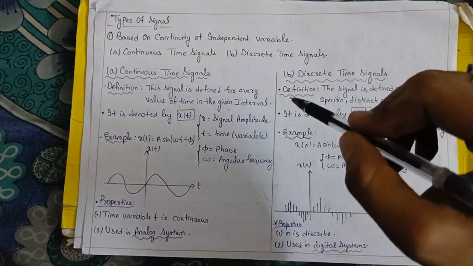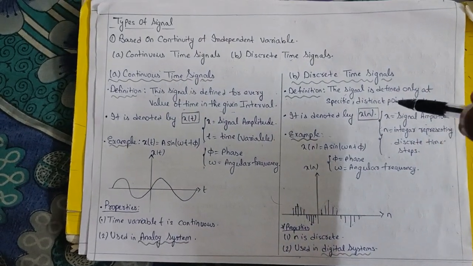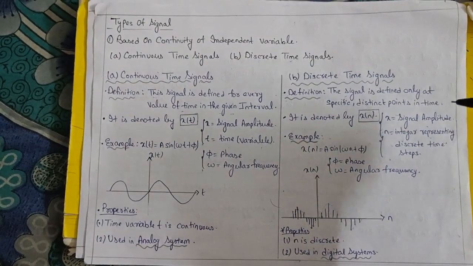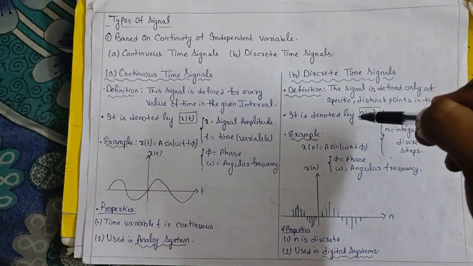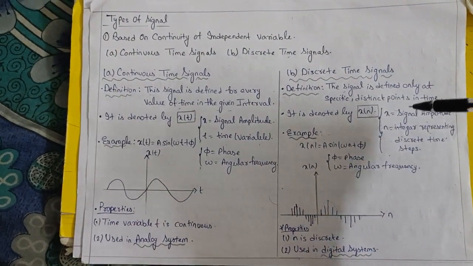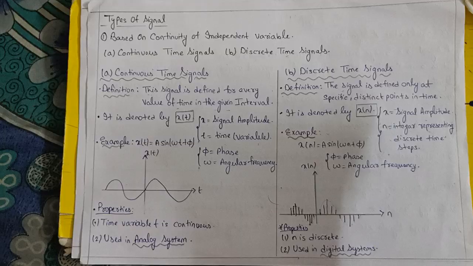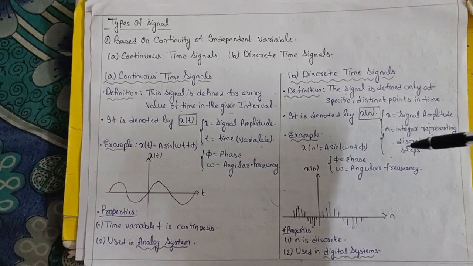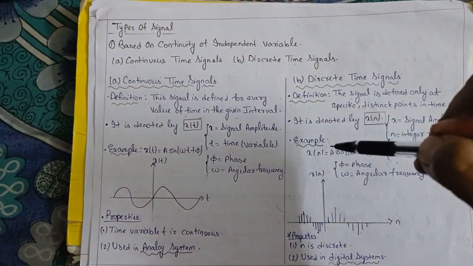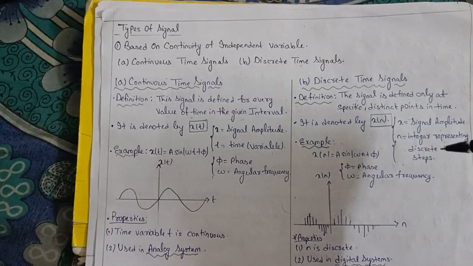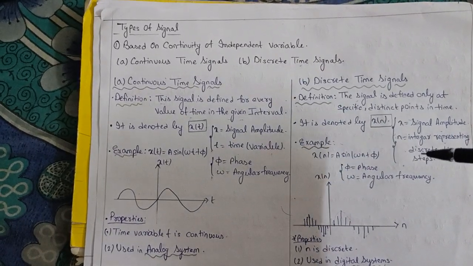Discrete time signals. Definition: the signal is defined only at specific and distinct points in time. It is denoted by x as a function of n, where x is the signal amplitude and n is an integer representing discrete time steps. Example: x(n) = A sin(omega n + phi), where phi is the phase and omega is the angular frequency.